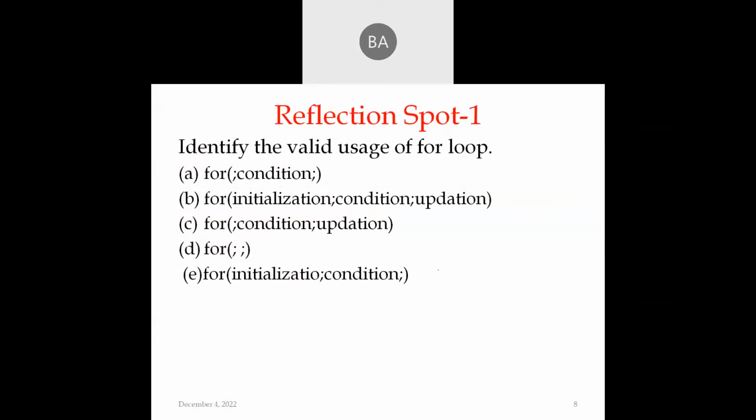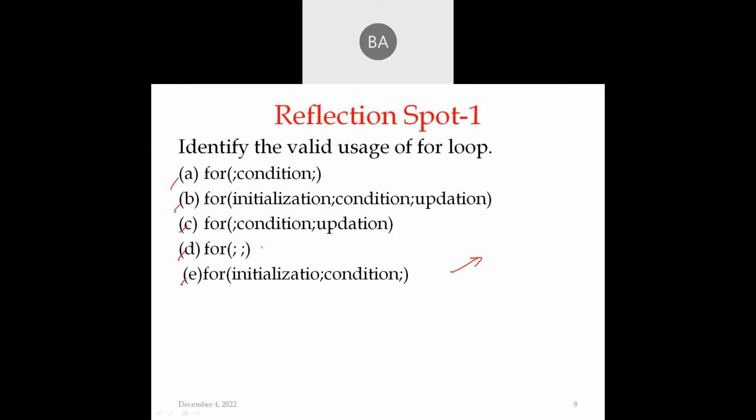Now this is reflection part one. Identify the valid usage of the for loop. Anyone may guess what these are. This is based on the syntax or usage of this for loop. All these five different usages are there here.